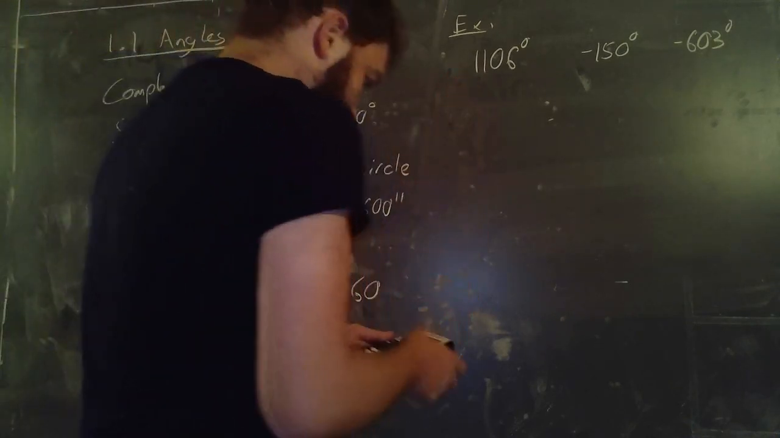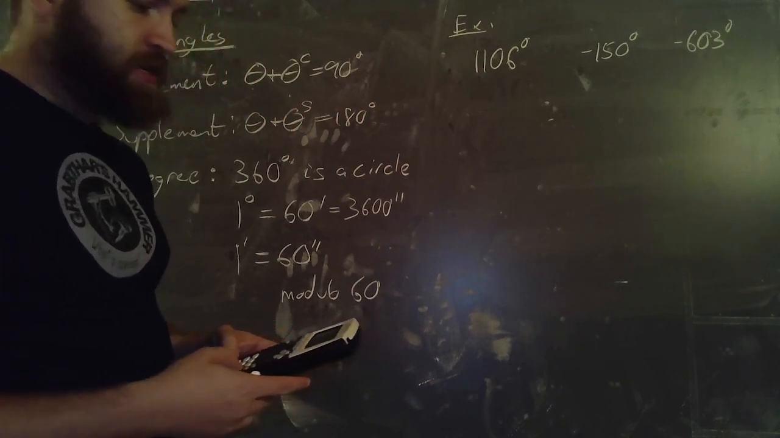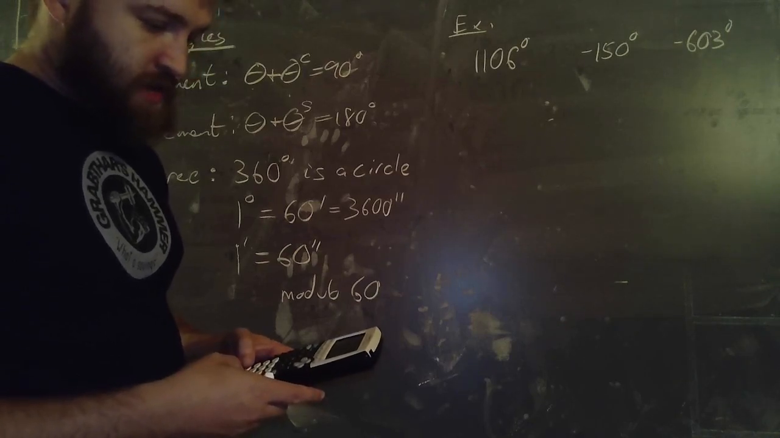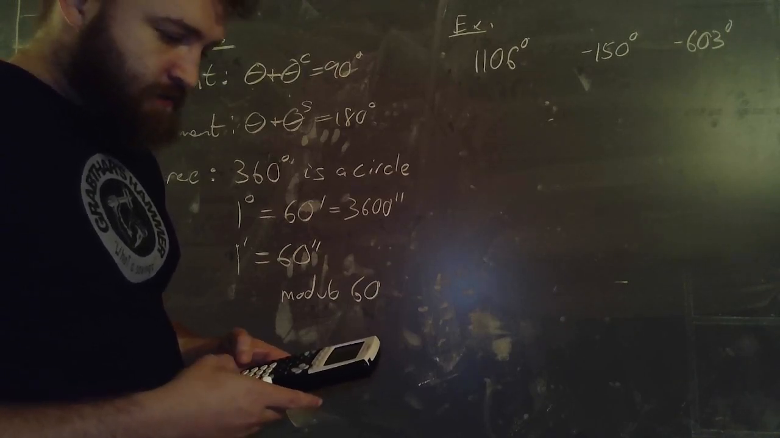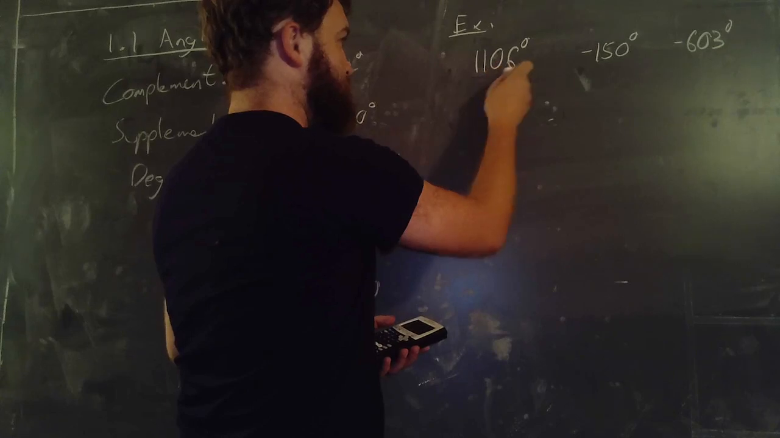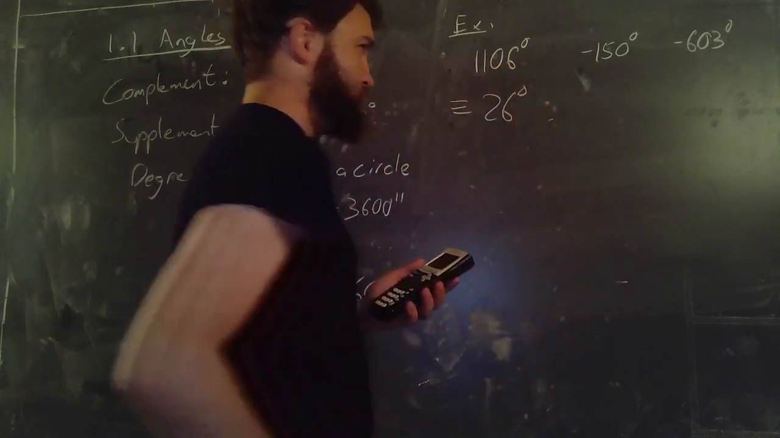So with 1106, we can just start subtracting 360. The first time I get 746, do it again, we get 386, and do it a final time, we get 26. So this particular 1106 is the same thing as 26 degrees.